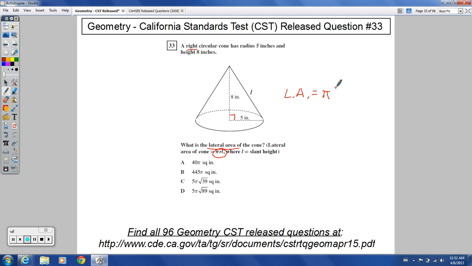The radius is 5. I can plug that in right away. My slant height, I'm not sure what that is yet, so I'm going to leave a blank space here for now. I need to solve for l first of all.